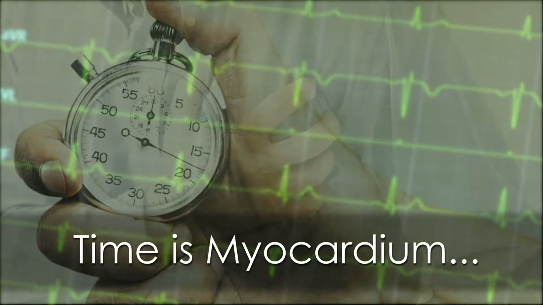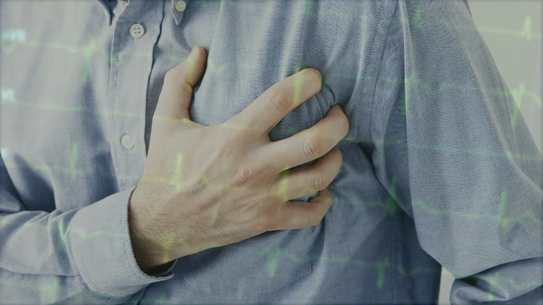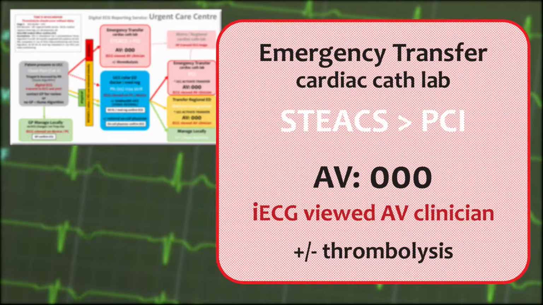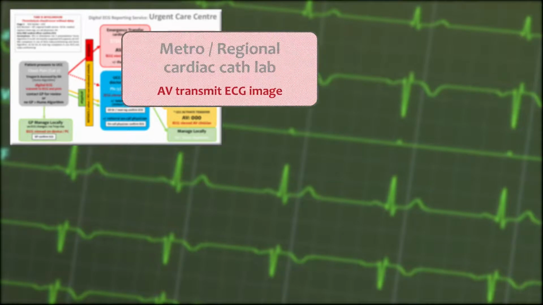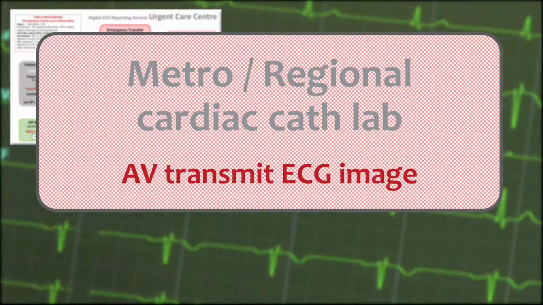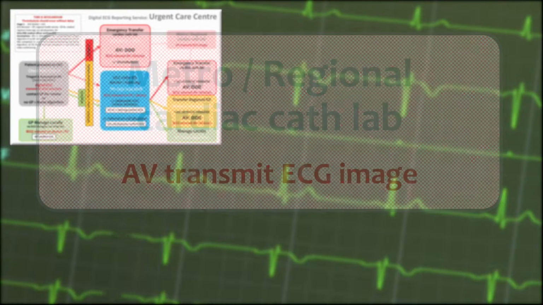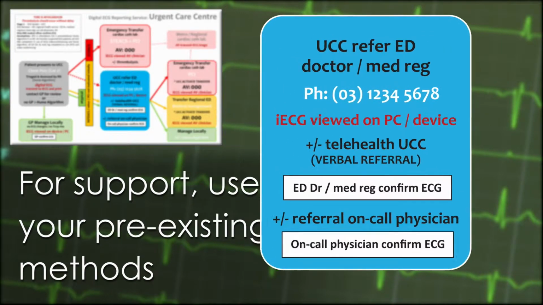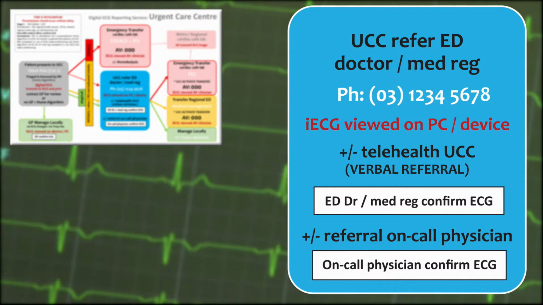Time is myocardium. When it is clear a patient is having a heart attack or needs to get to a tertiary centre for cardiac intervention as quickly as possible, the digital ECG system complements existing methods of referral to Ambulance Victoria by allowing the AV clinician immediate remote access to the ECG images in the server. The Ambulance Victoria clinician can then transmit the digital image via email to the retrieval team and to the tertiary centre receiving the patient. If support is required from the regional emergency department, the patient will be referred using pre-existing methods, via telephone by the urgent care centre nurse or GP.